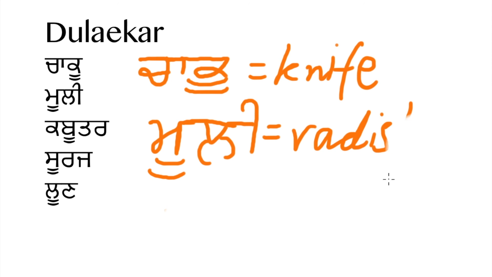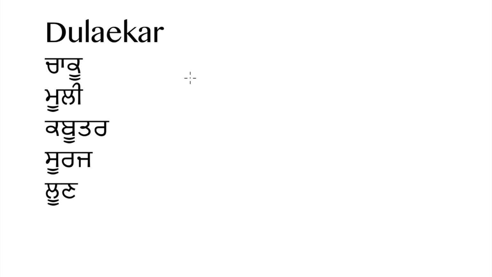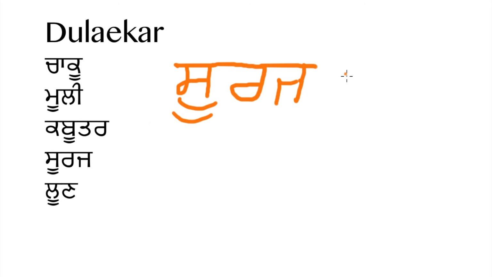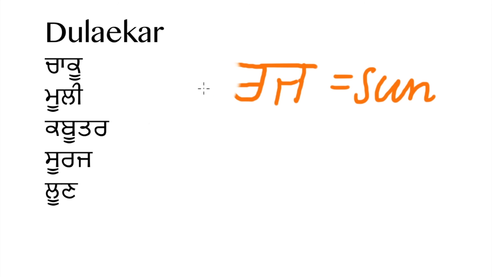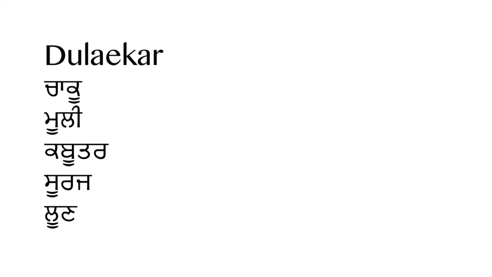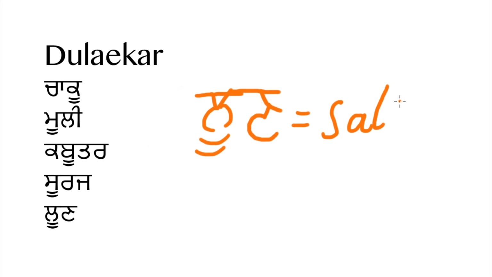So to make some space, we now have suraj. So a sa with the Dulaekar underneath, a rara, and a jajja, suraj, which means sun, the sun in the sky, the suraj. And next we have loon. So a la with the Dulaekar underneath, and then a nana, the strong retroflex N sound. And loon basically means salt. So don't have too much, otherwise you might get high blood pressure. Loon.